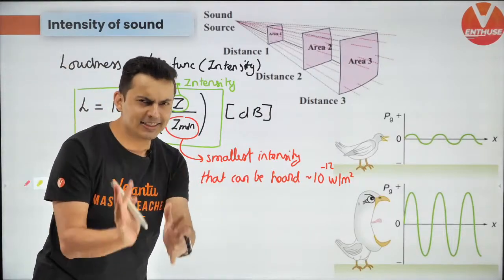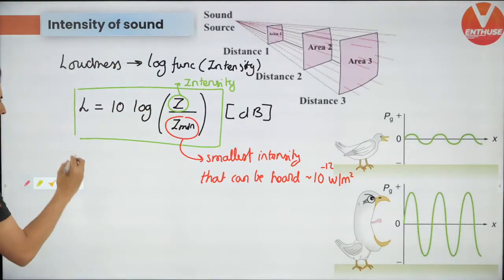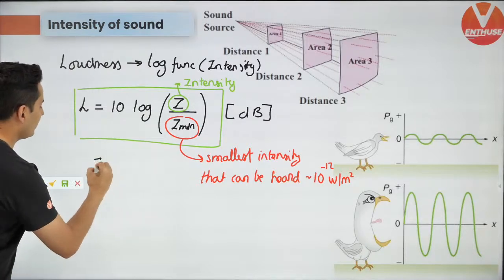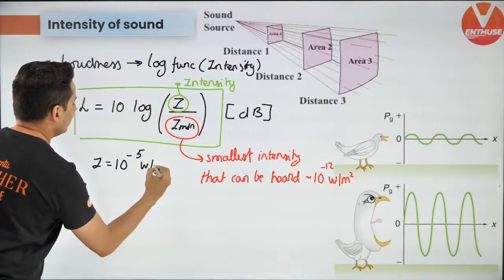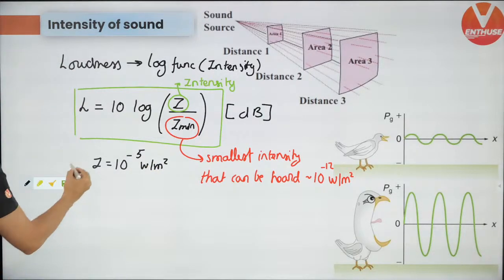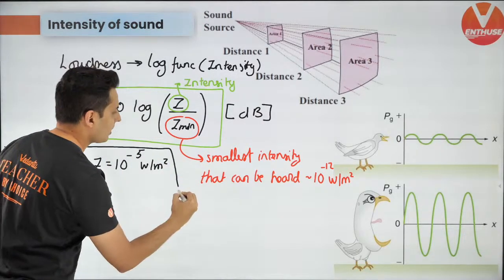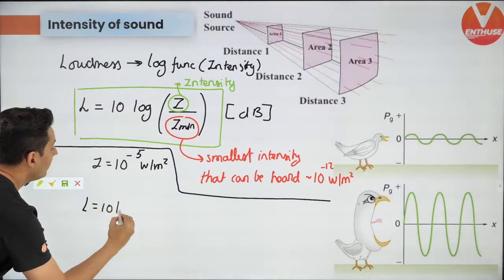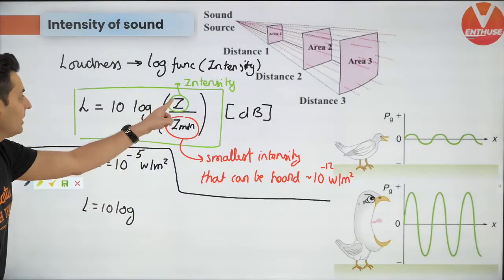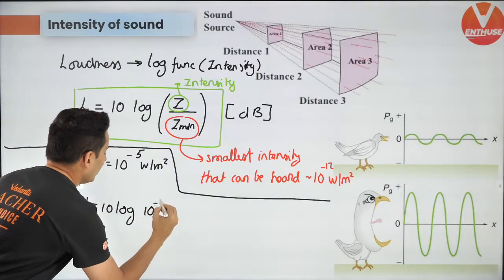So, to give you an example, let's say the intensity of sound is 10 to the power minus 5 watts per meter square. How much is the loudness? Let's do this calculation. Loudness will be 10 log, where the intensity of the sound is 10 to the power minus 5.